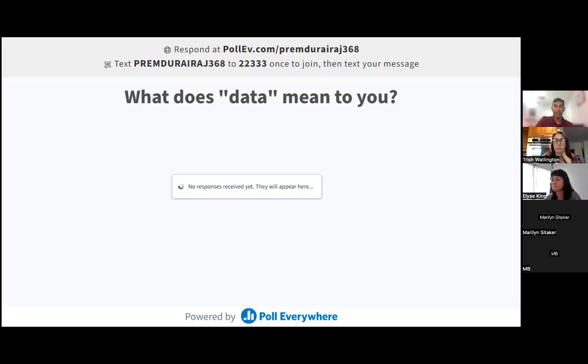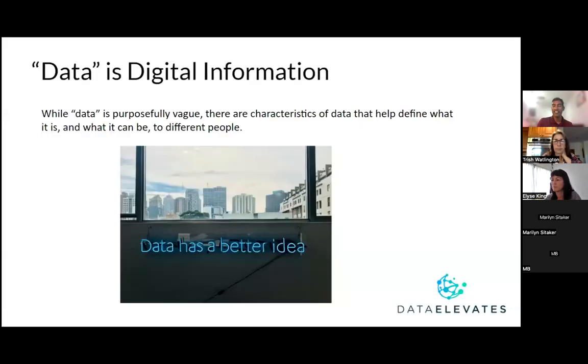So actually, I think we're gonna do it as a poll. So I'm just gonna keep going. Those are all great. Fortunately, there's not some sort of specific definition for data. It's really just digital information. And it's purposefully vague. So everything everyone said is data.